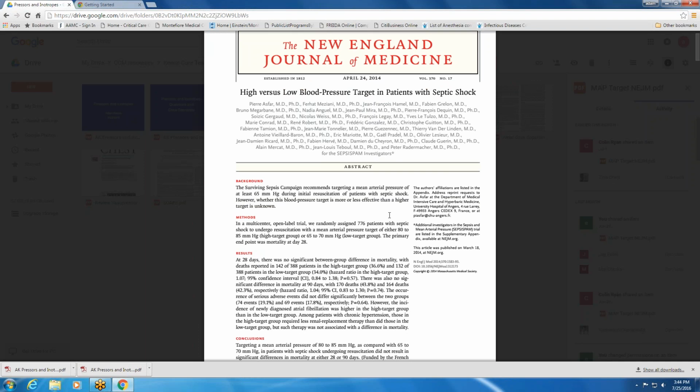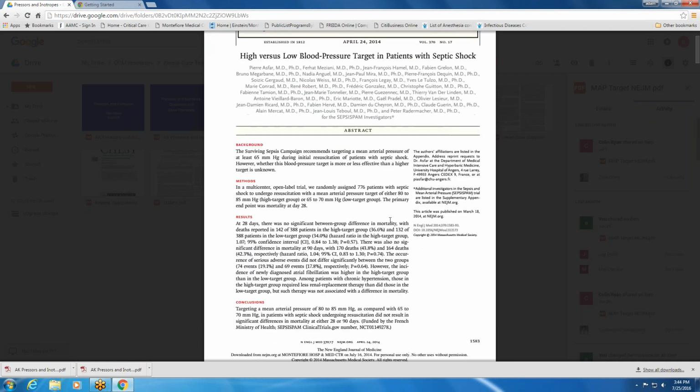And so this trial randomized patients in septic shock to a mean arterial pressure of 80 to 85 versus the more standard 65 to 70. It did not show a benefit to the higher mean arterial pressure group. The only real difference was that the higher mean arterial pressure group had a higher incidence of atrial fibrillation.